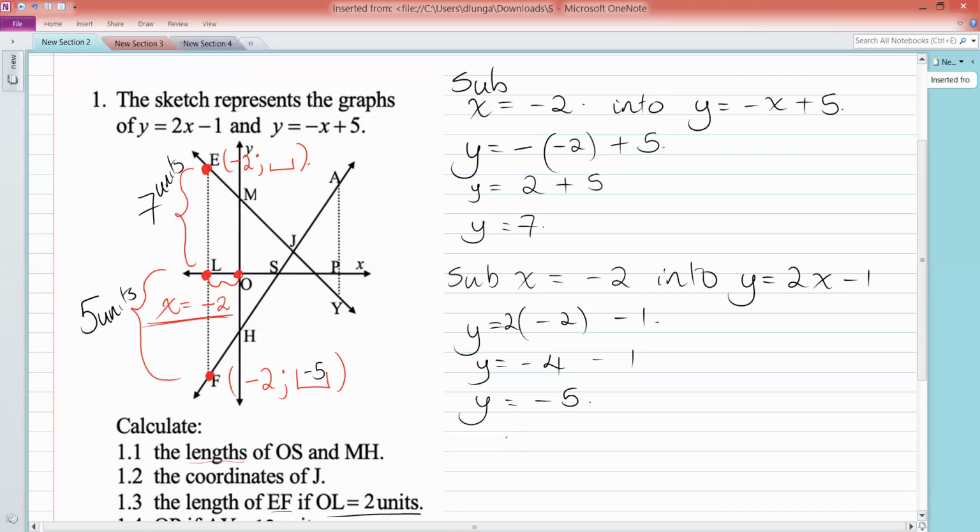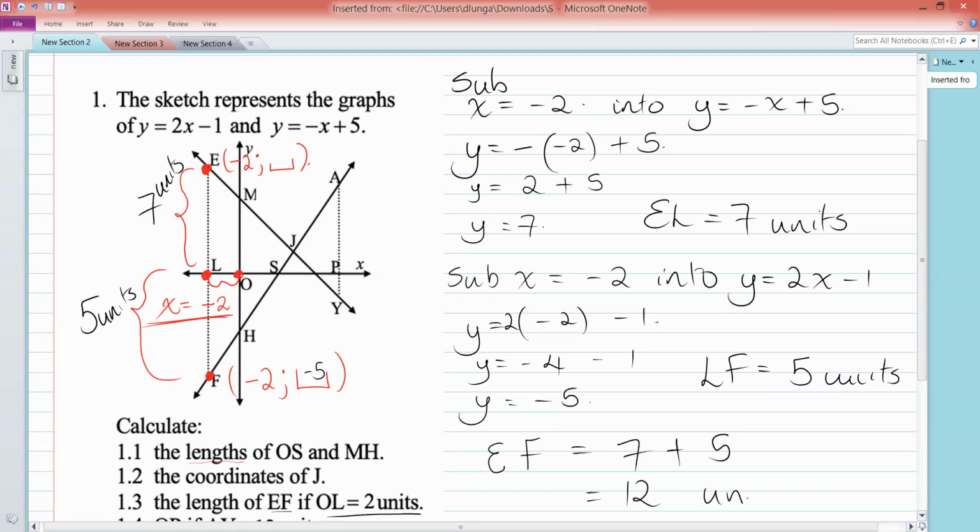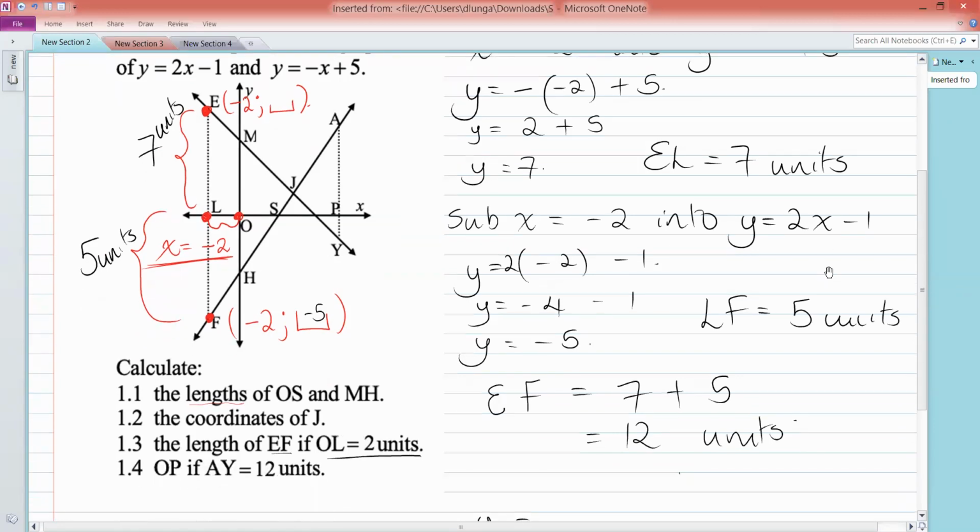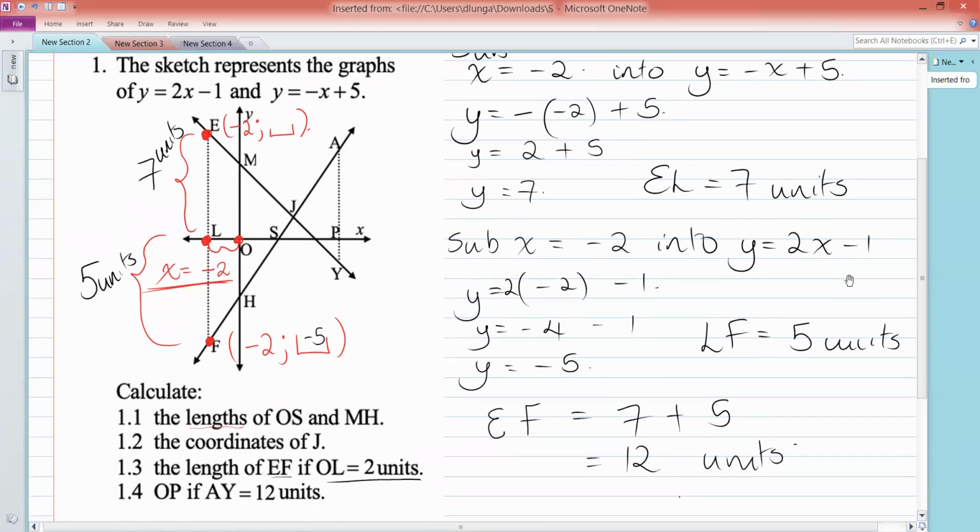What then is the distance from E to F? What should I do? So the distance from E to L, remember, was 7 units. Now the distance from L to F is 5 units. So what's the total distance from E to F? 12. Perfect. 7 plus 5 equals 12 units. Brilliant. Well done. Now, they're going to ask us to do it the other way.